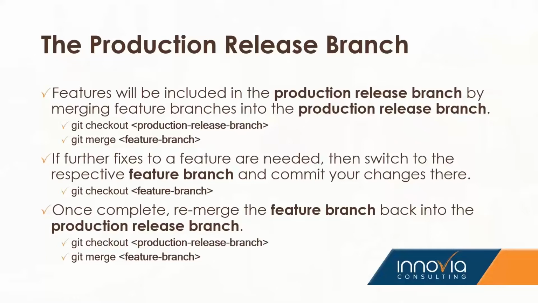And so if we discover during testing that we need to go and make changes to a feature, what you're going to want to do is switch back to the respective feature branch, and then make your code changes there. You'll commit in the feature branch. And then once you're complete making the fixes to that feature that was broken, you would then remerge that feature branch back into the production release. So you do git checkout production release, git merge feature branch.